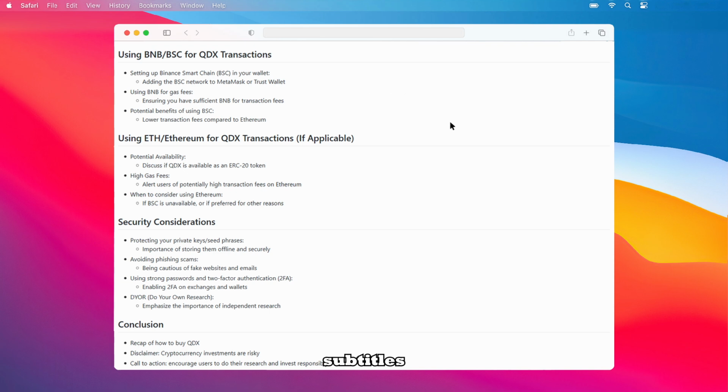What if you use ETH and Ethereum for QDX transactions? First, find out if QDX is available as an ERC20 token on the Ethereum network. Be aware that transaction fees on Ethereum can be quite high. Consider using Ethereum if BSC is unavailable or if you have other reasons to prefer it.